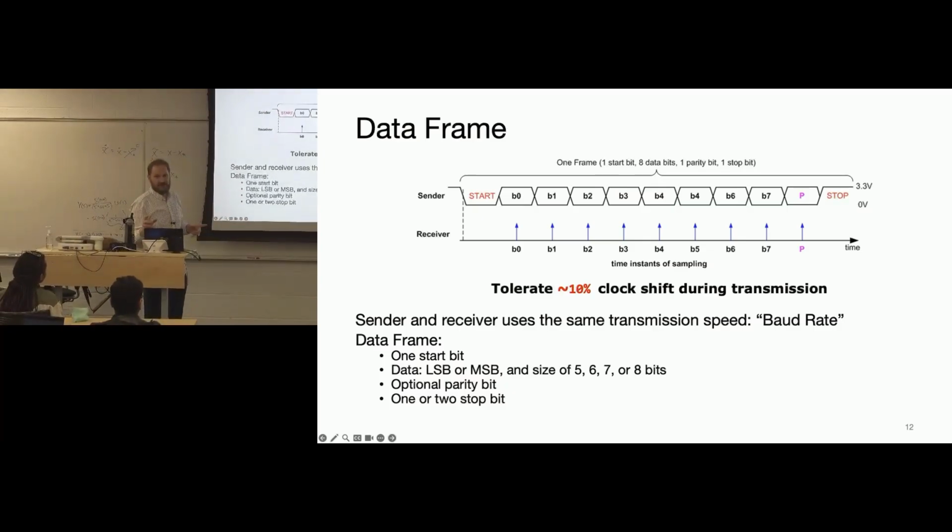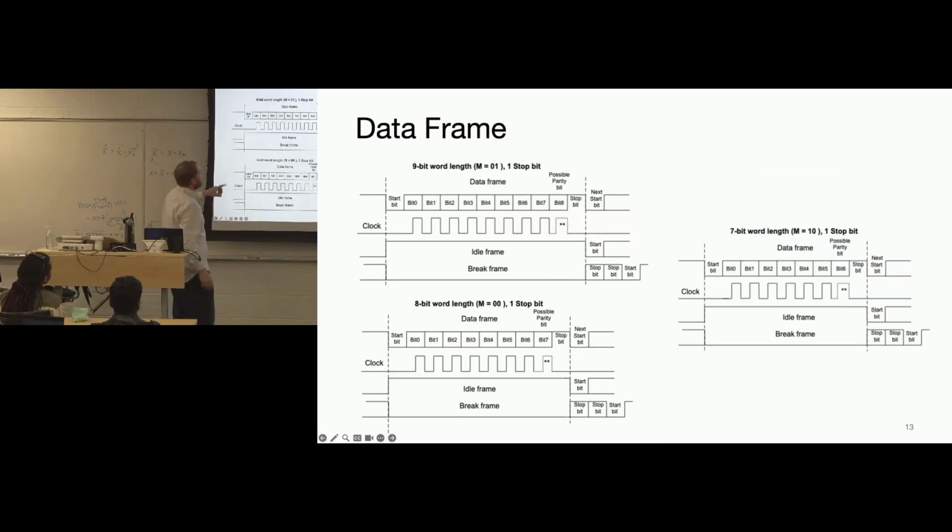Questions? All right. Let me see if I have exactly the slide I'm hoping for. Yes, it's coming. There are different data frames.